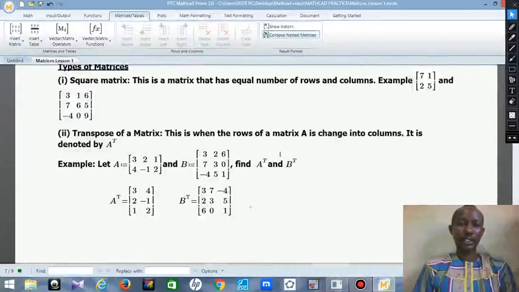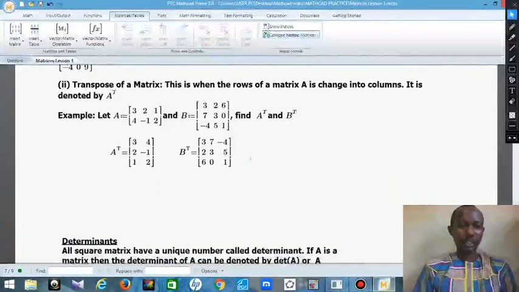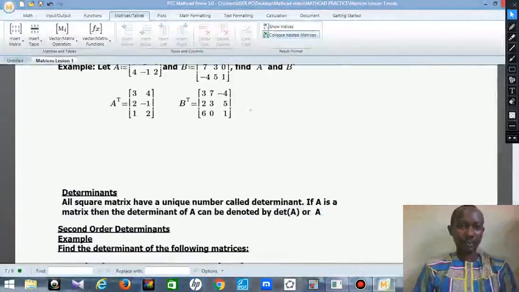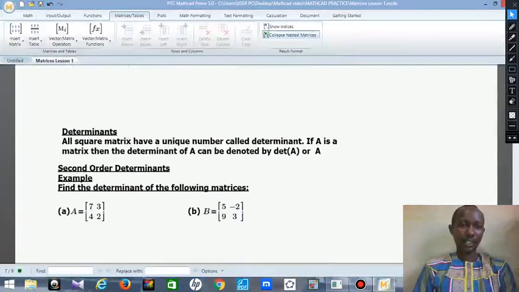Transpose of a matrix. So that is the solution of find A raised to power T and B raised to power T. So take note of this. It's a very important type of matrix we need to learn. So now that you know these two types of matrix, let's go straight to determinant now. Let's see how we can solve determinant.